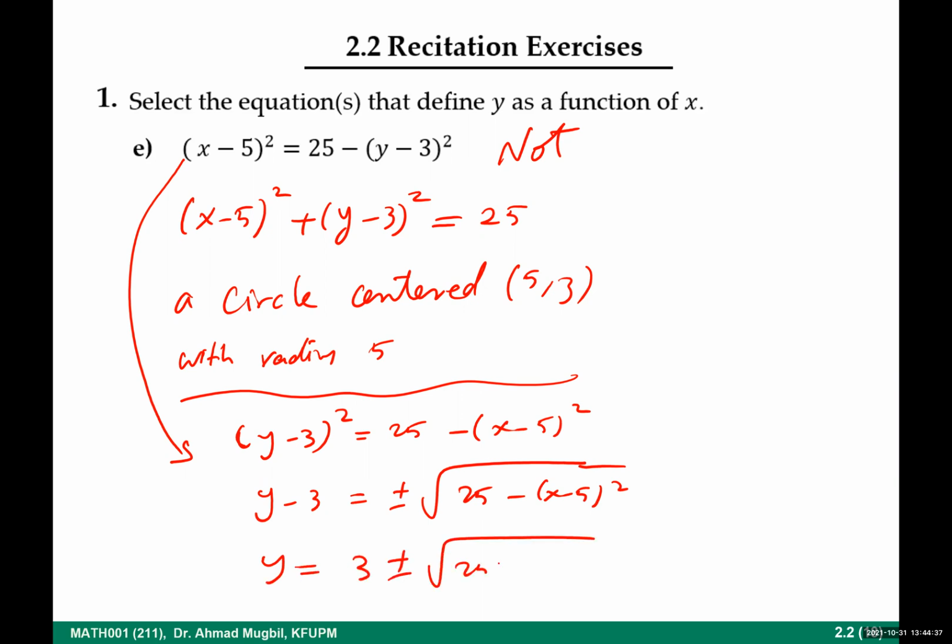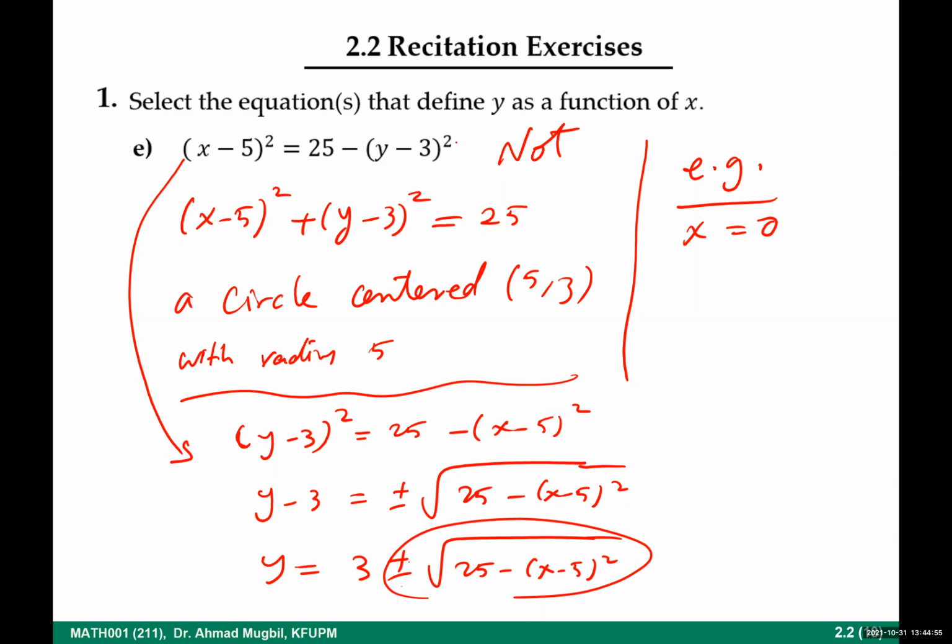Clearly for, of course, infinitely many x values, you will have 2 values for y because of this positive or negative. Unless this is 0 at 1 or 2 points only, but this is enough to have 1 x. If you are not sure, ya shabab, you can just take, for example, x equals to 0. Look here and take, for example, x equals to 0.